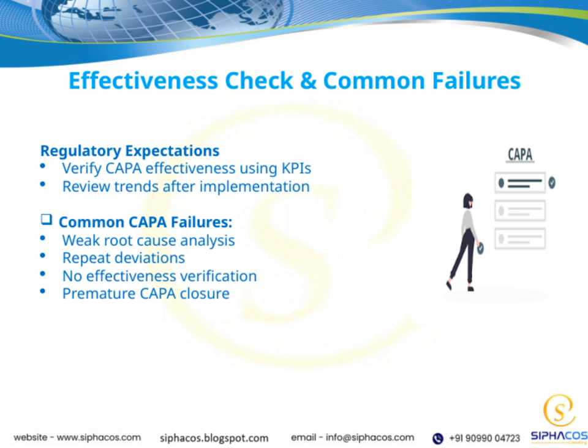Now, despite our best efforts, there are some common pitfalls we need to be aware of. One major failure is weak root cause analysis, which means we don't dig deep enough to identify the true underlying problem. Another is repeat deviations, where the same issue keeps coming back because the root cause wasn't properly addressed. We also see failures in effectiveness verification, meaning we don't check if the CAPA actually solved the issue. Premature closure of CAPAs is another problem, closing them too early before confirming the problem is truly resolved.